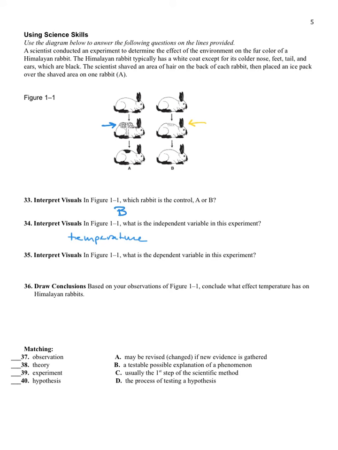Number 35 says, what is the dependent variable in this experiment? So the dependent variable, what you're going to measure, is the color of the fur that comes in on the shaved patch on the rabbit's back. We would expect the fur to grow in dark if that area is cold, if cold is what influences hair color, and it would grow in light if temperature does not impact hair color.